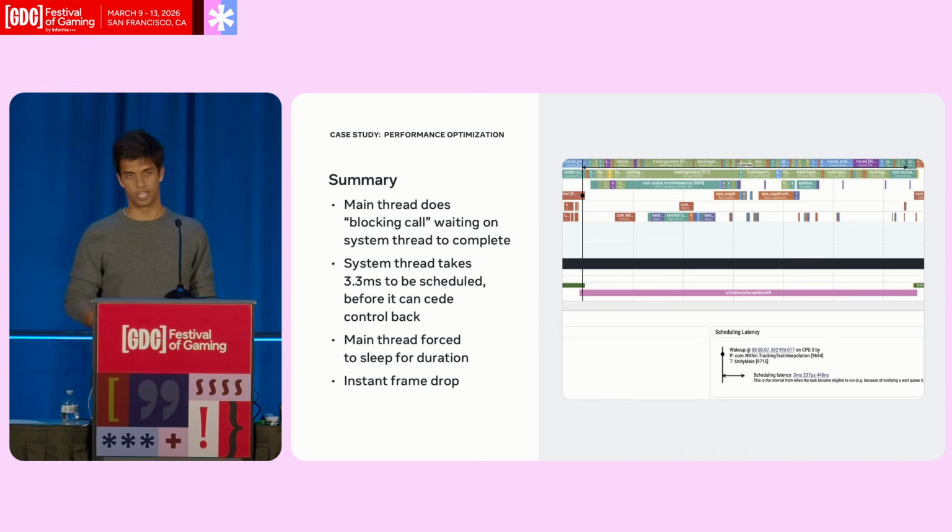So just to recap, in case that was a lot of words just flying by, the main thread basically did this anti-pattern in software design. It did a blocking call. It's fine to rely on other threads, but you probably don't want to be blocking. You probably want it to be asynchronous. In this case, it was something we wanted to fix in our own system through our OS, etc. It was doing a blocking call, waiting for the system thread to complete. The system thread was taking 3.3 milliseconds to even be scheduled before it could even run. And once it ran, then it could obviously do its work that could allow the main thread to continue on. So therefore, the main thread was really forced to sleep for that entire duration. And that was an instant frame drop.